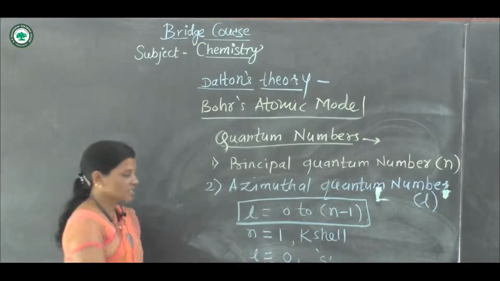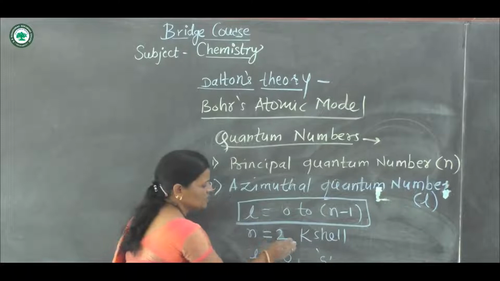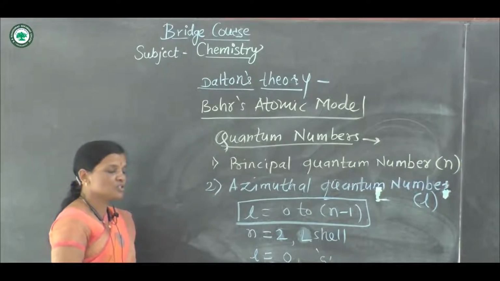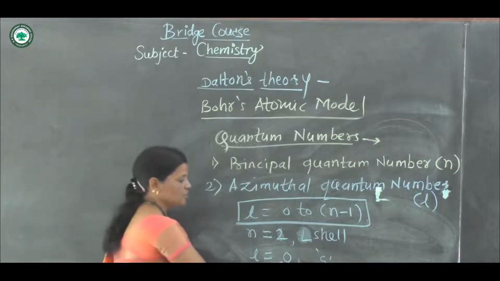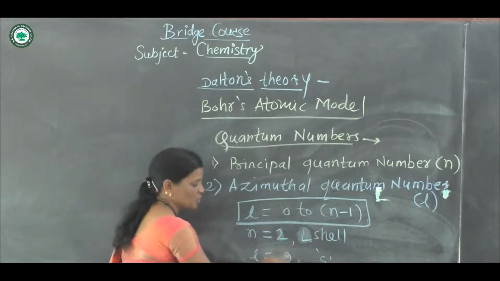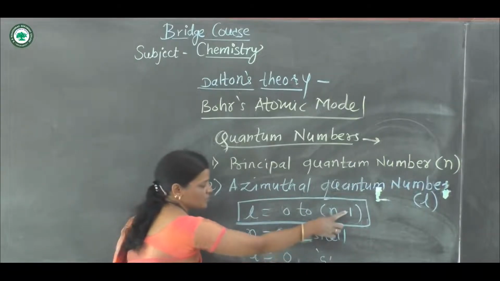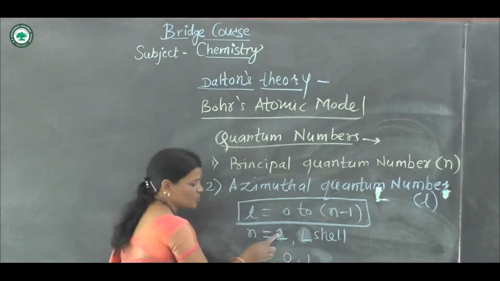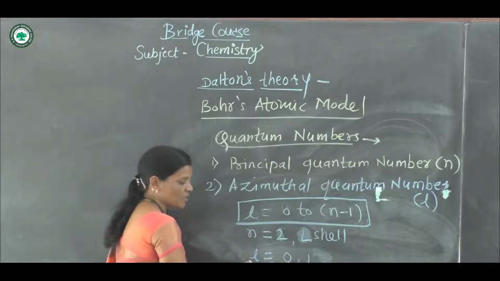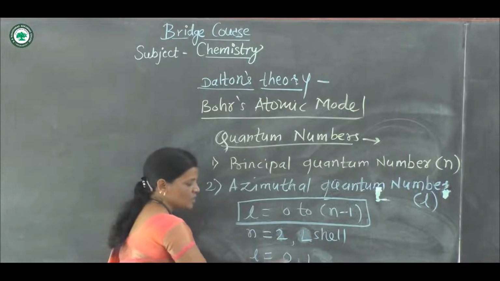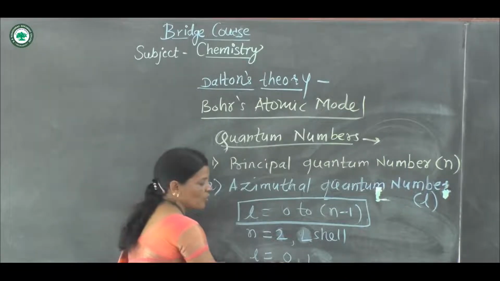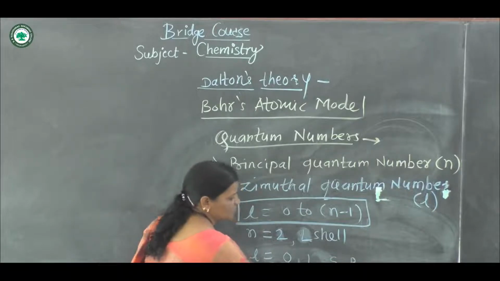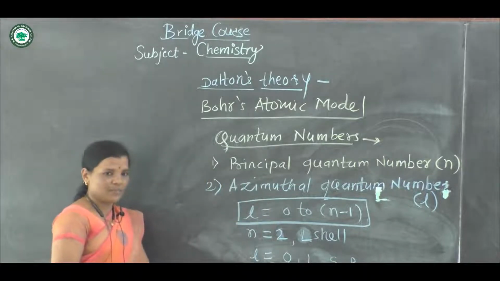When n is equal to 2, which shell? L shell. What are the values of l? Here 0 to n minus 1, so 0 is there first, then n minus 1, 2 minus 1, so 1. For n is equal to 2, the values of azimuthal quantum number are l is equal to 0 and 1. For 0, which subshell? s. For 1, which subshell? p subshell.